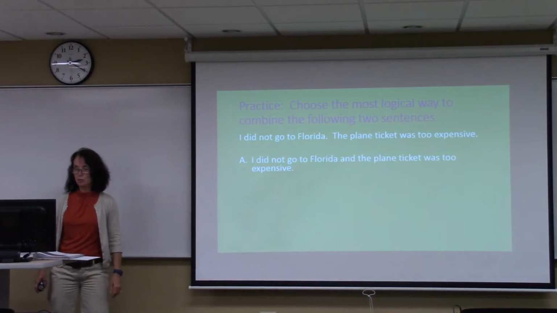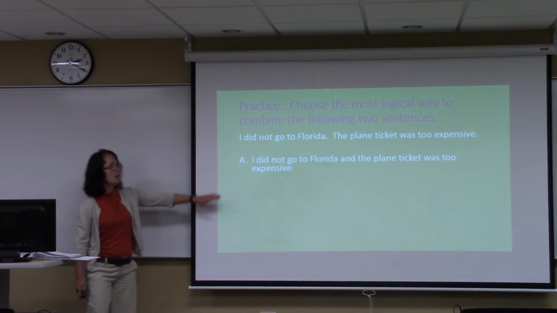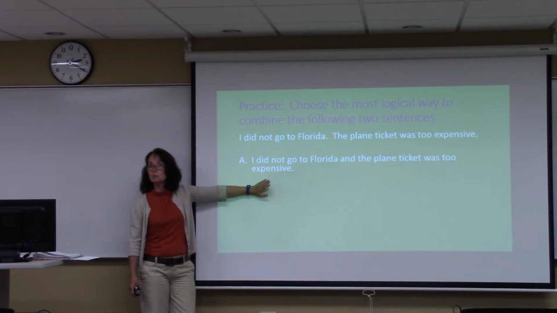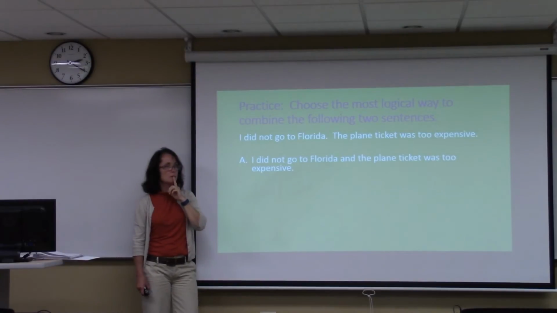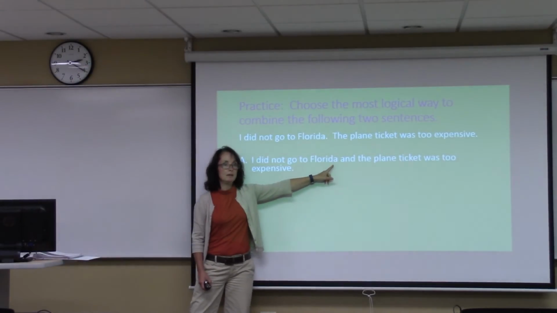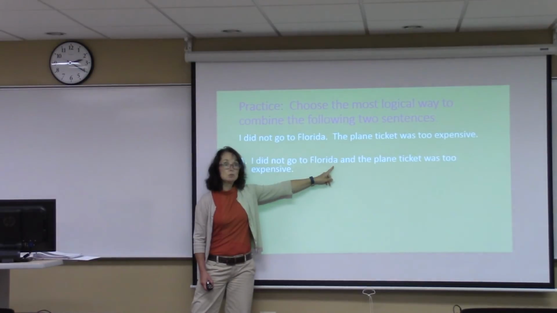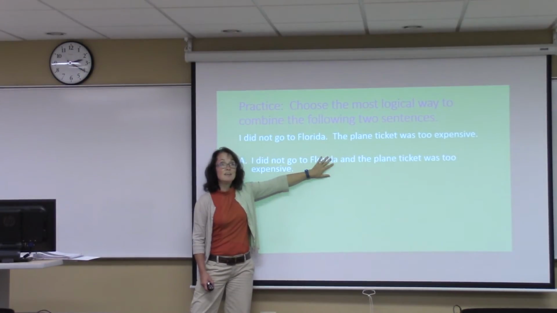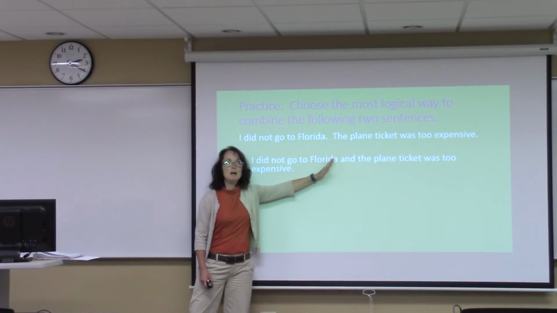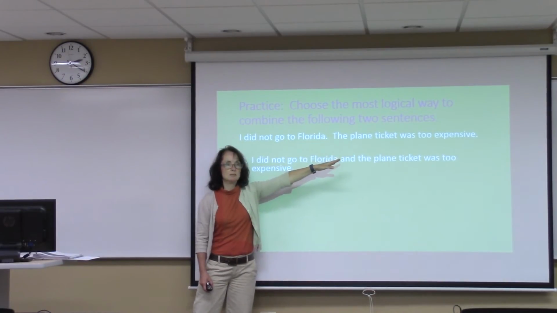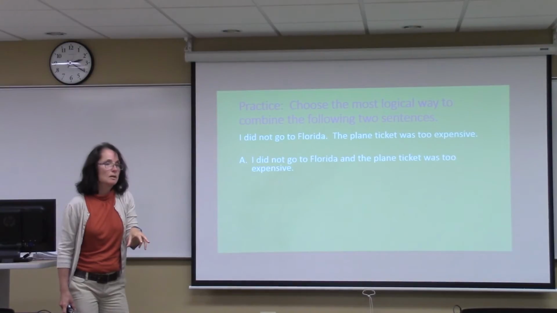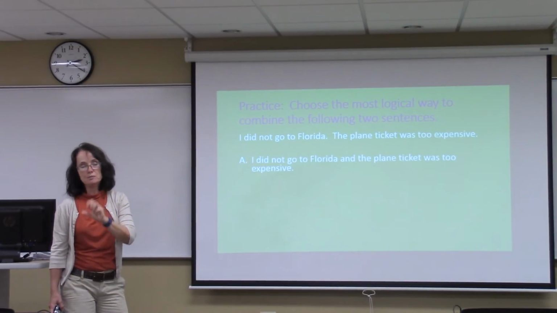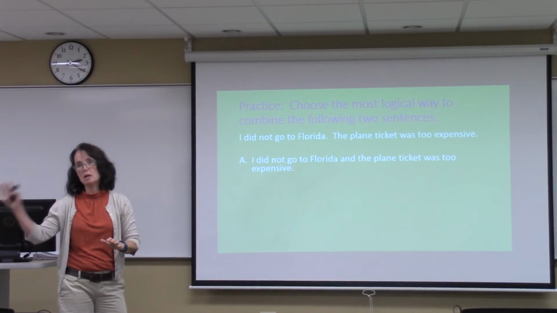A: I did not want to go to Florida and the plane ticket was too expensive. Tell me what you think about this. You guys really should all know this answer. Is this correct? Look closely. It has an "and", and it makes sense, but it's a fanboy. And what has to happen when you have a fanboy? A comma. There's no comma, so it's wrong. It has to have a comma and a fanboy to connect two sentences. You with me? Okay. It makes sense, but grammatically it's wrong, because all fanboys connecting two complete sentences must have commas.